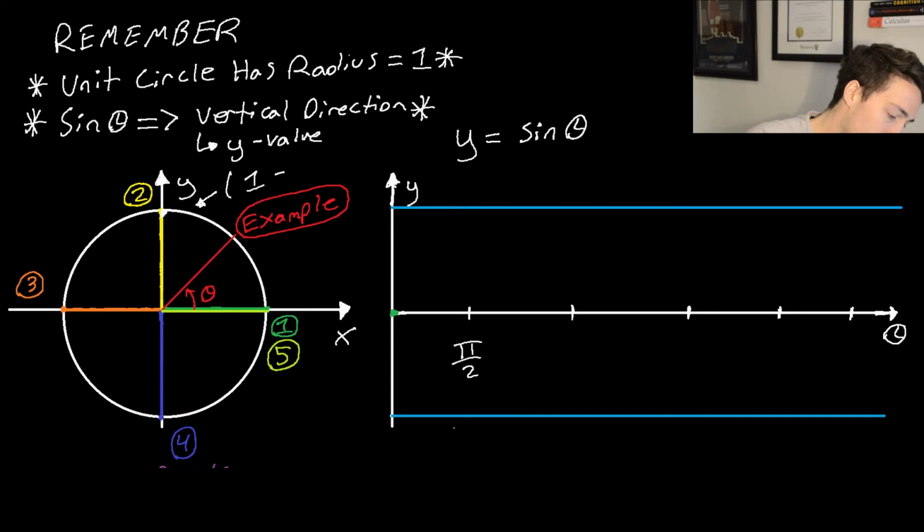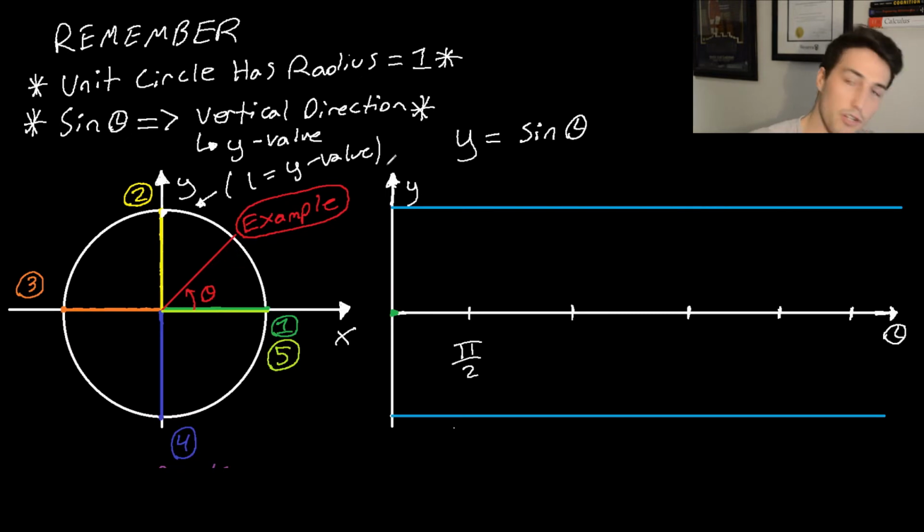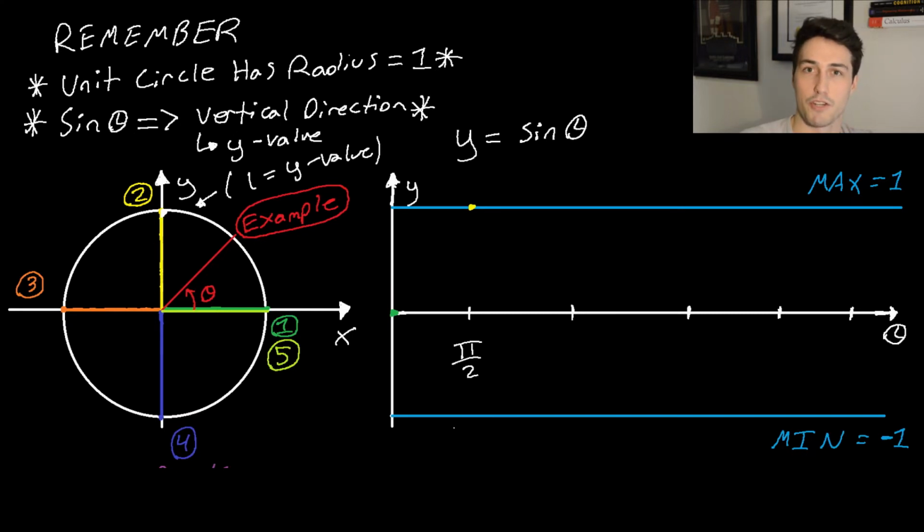I'll say 1 equals y value. So what that means is our second point is going to occur at pi over 2, and it's going to be at 1. And so this blue line here is actually representing the max, and this other blue line here is representing the minimum. So this is the maximum the sine function reaches, at 1. So I can say equal to 1, and then equal to negative 1. And so that's our second point, the yellow line, at pi over 2 comma 1.